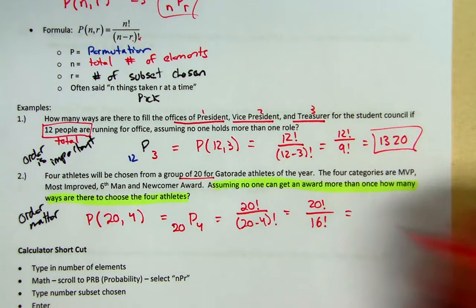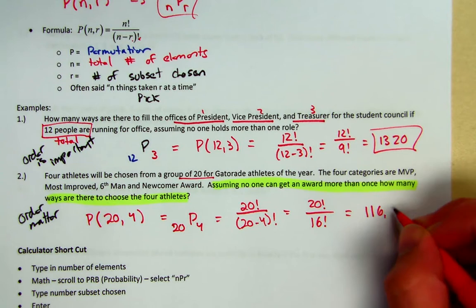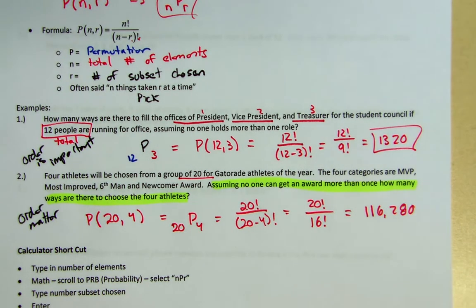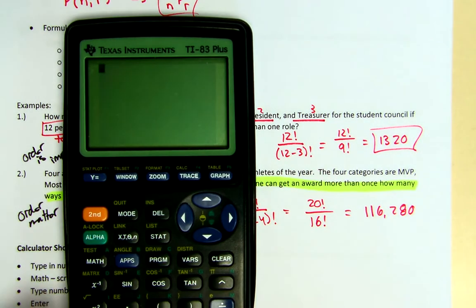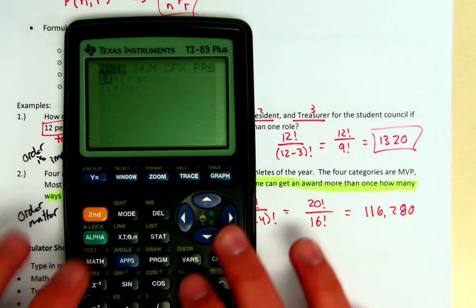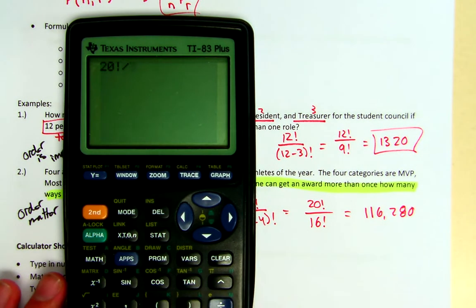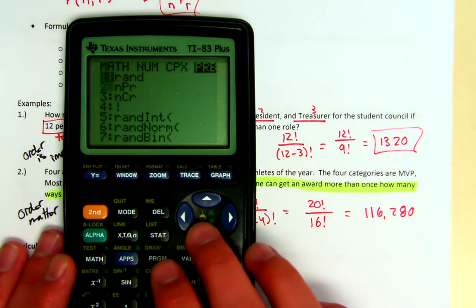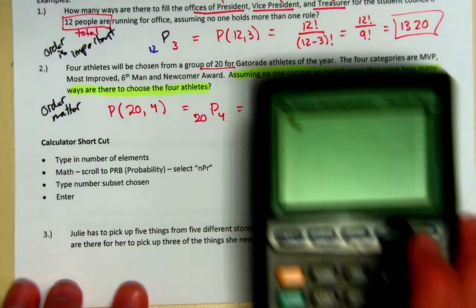Alright, so then that equals 116,280. Again, if you need a refresher on how to put those in your calculator, let's go ahead and do 20 factorial, math to probability, and then 20 factorial, we're going to divide by, in this case, 16 factorial. So math, probability, arrow down, and we get our number. Alright, so there's a little review. Well, what about doing these in your calculator? You can do these too.